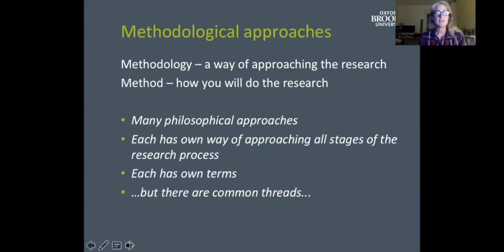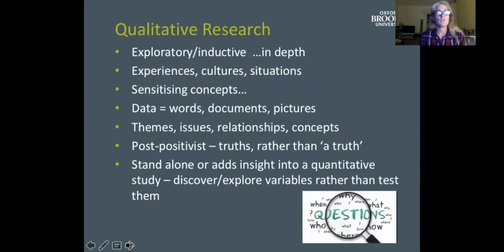So firstly, let's distinguish between methodology and method. A methodology is a way of approaching the research, and method, the steps in conducting a research study. And there are methods that are typical to certain methodologies. In addition, there are some terms and understandings and concepts that are associated with different methodologies, although some are relevant to several or all. So let's start with what's common across qualitative research.